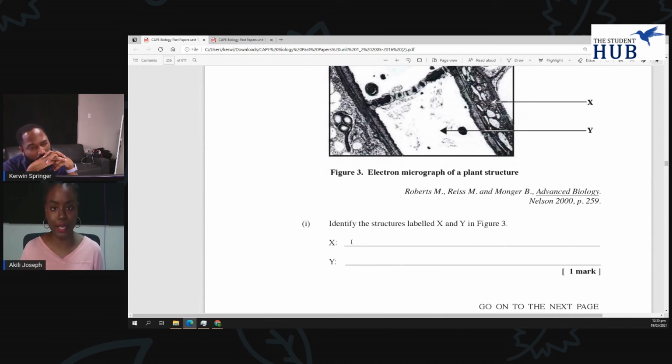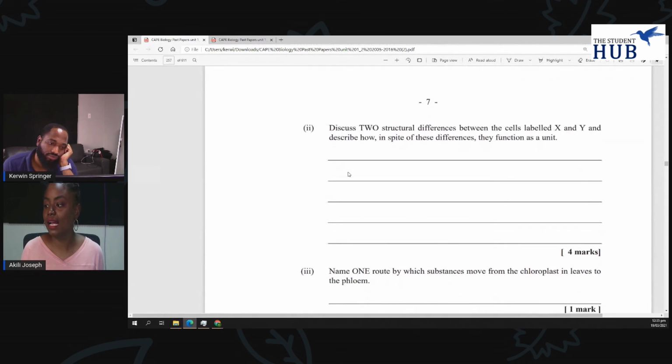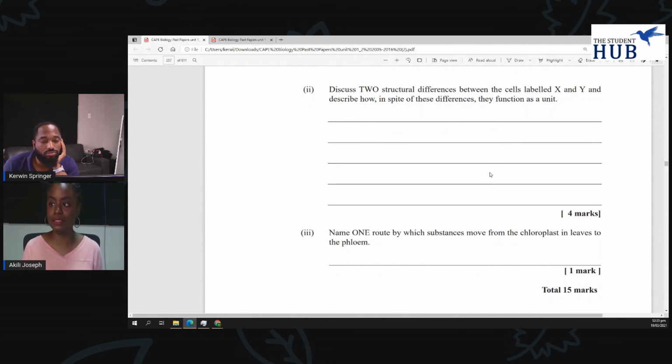Companion X, companion cell, Y, sieve tube, or you could even be more specific and say sieve tube element. And so yes, they'll be coming up to the last 5 marks of the question. They said to discuss 2 structural differences between your companion cell and your sieve tube element, and describe how, in spite of these differences, they function as a unit.